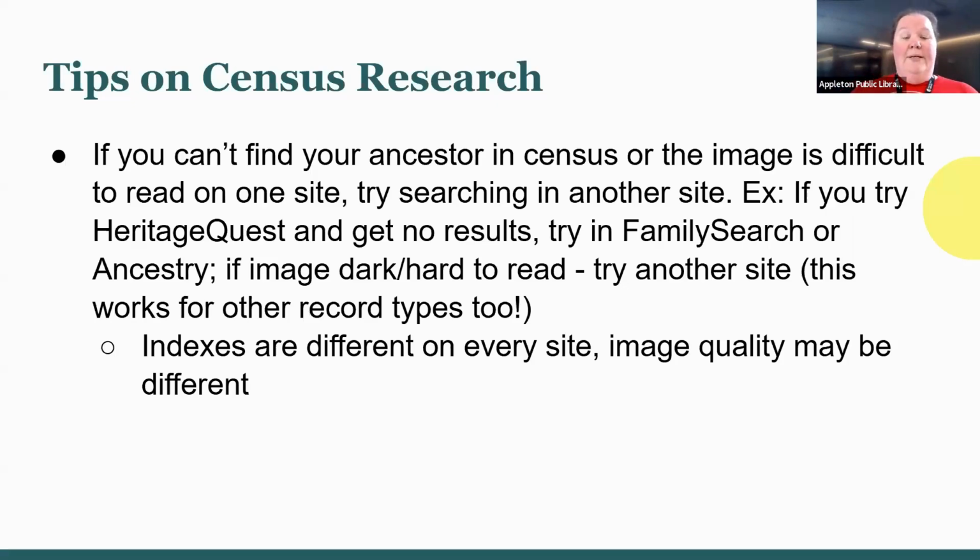And that tip really works for any different records that you're going to find, assuming that multiple sites have that record type. The indexes are all different on each of these sites, and the image quality is also going to be different on each of the sites. So sometimes it might be easier to find them on Ancestry for this person, and then somebody else, it's going to be easier to find them on Family Search. So that's why I showed you all three of those that are tools for you to use and see if you can track down your ancestors.